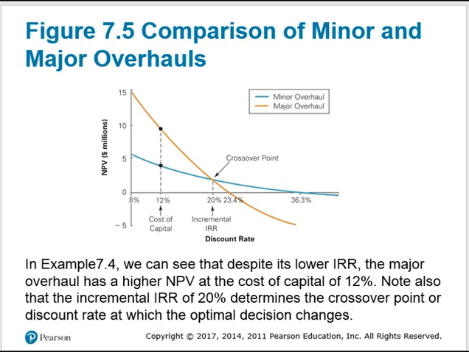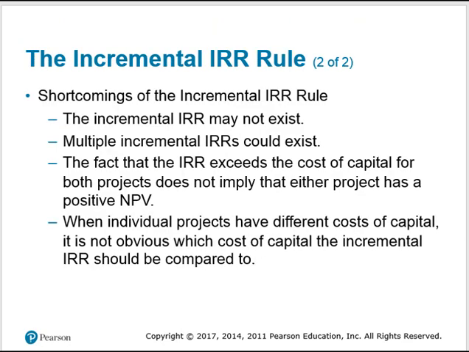So what we see is that, again, we have differences in opinion, differences in outcome depending on which rule you use. The shortcomings of using the internal rate of return rule are the ones we've discussed a little further. The internal rate of return might not exist. There could be multiple internal rates of return. And the fact that the IRR exceeds the cost of capital for both projects doesn't imply that either project has a positive net present value.